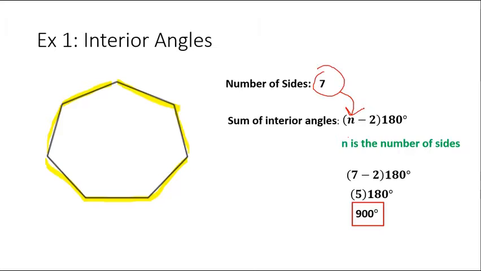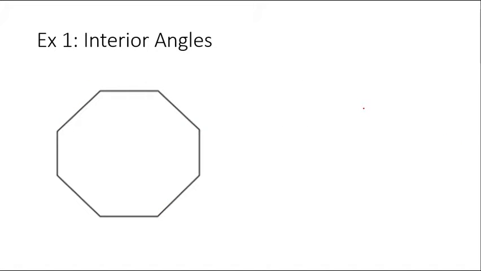Okay, let's go on to example 2. So look at this shape here. So we're looking for number of sides first. So here it has 1, 2, 3, 4, 5, 6, 7, 8. So this has 8 sides.